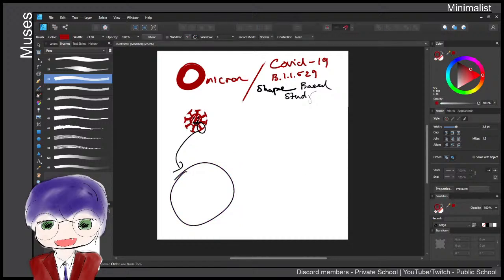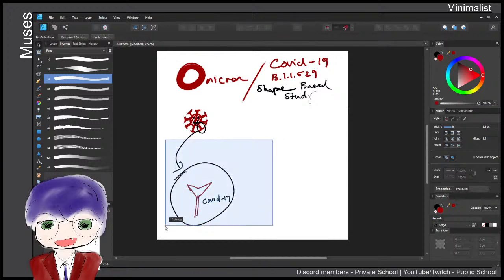Okay, so let's say it looks like this, right? Just for simplicity's sake, it has a shape of this. And this might be the original COVID-19. Then let's copy and paste this entire thing.